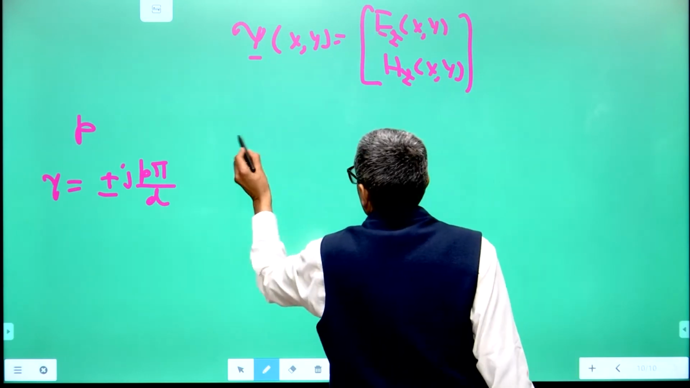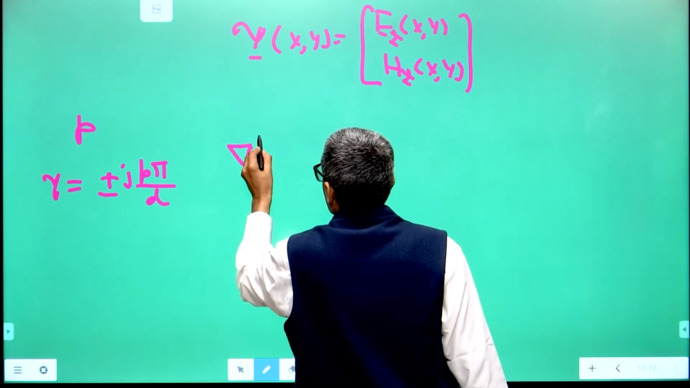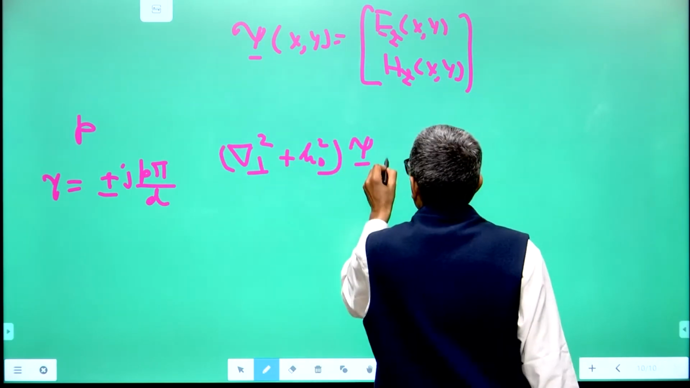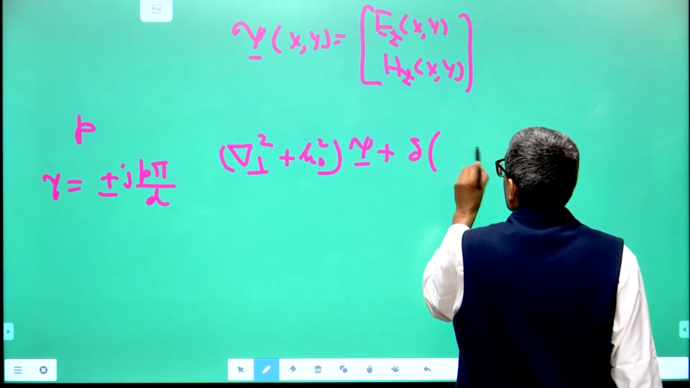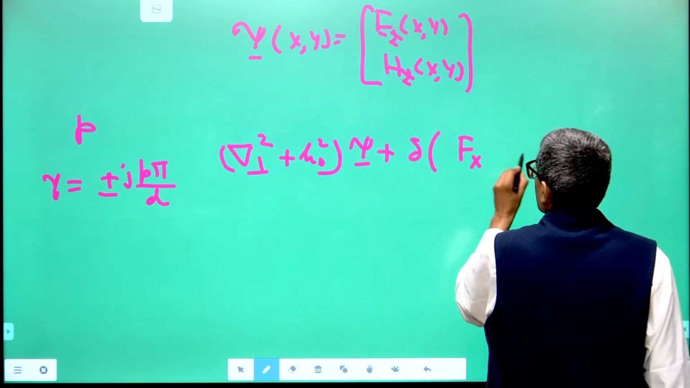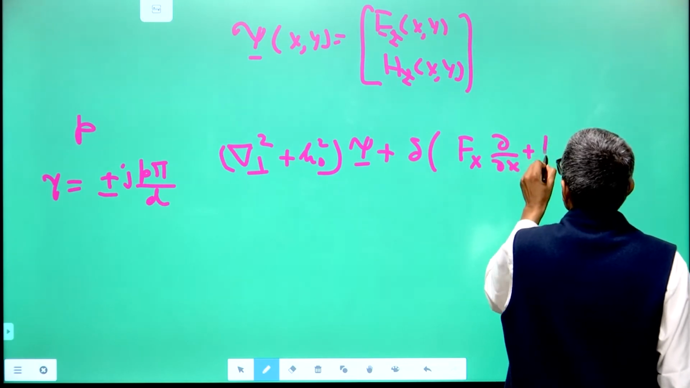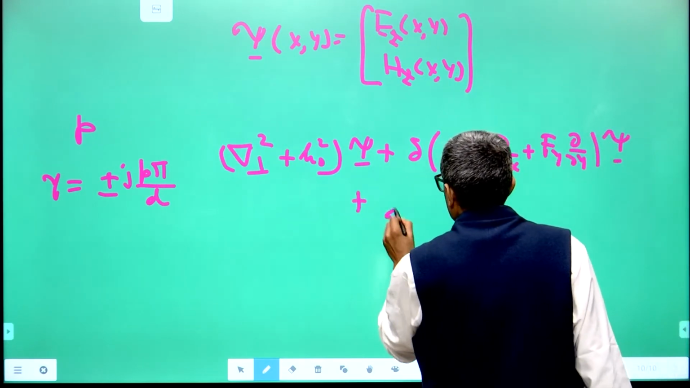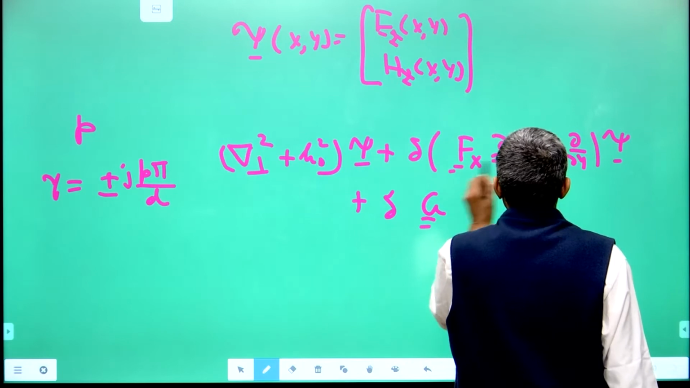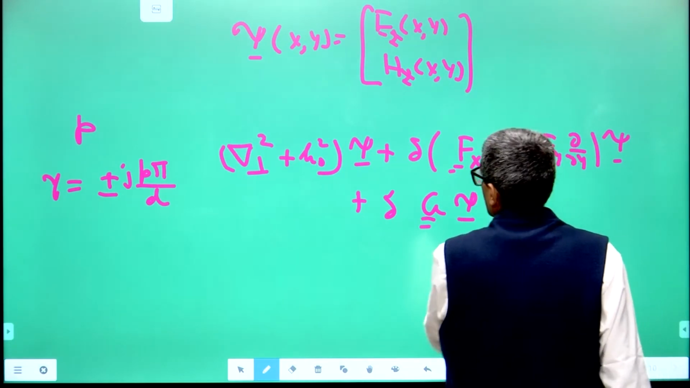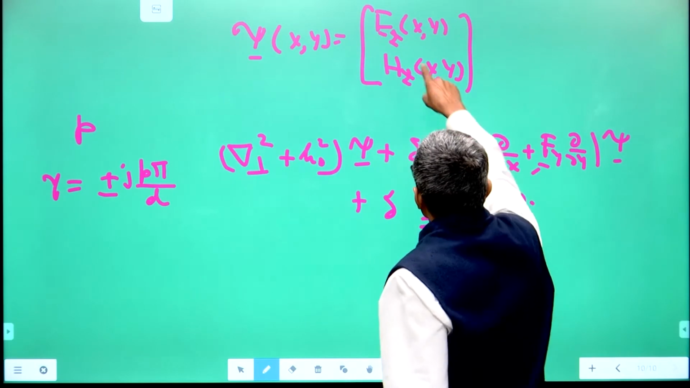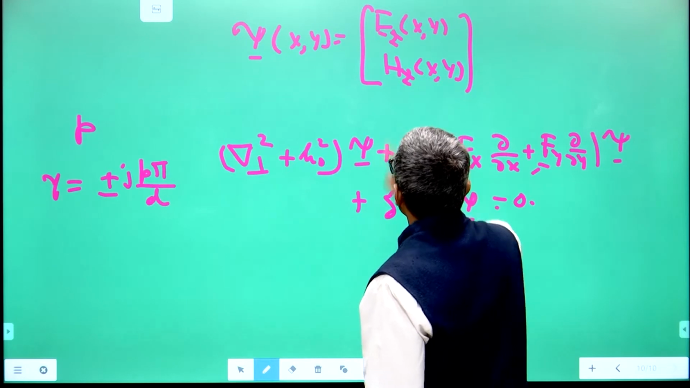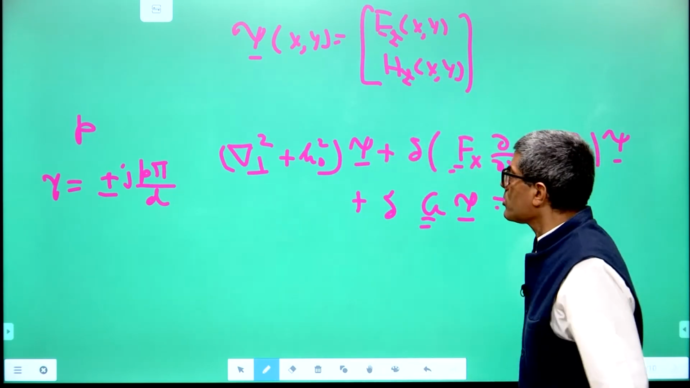So if you write down the eigenvalue equations here in terms of psi, it will become h naught square into psi plus delta times (fx into ∂/∂x plus fy into ∂/∂y) into psi plus delta times g, a 2 cross 2 matrix, into psi equal to 0. And what are the boundary conditions? Boundary conditions are that Ez should vanish on the boundary and ∂Hz/∂n should vanish on the boundary. So the Ez and Hz satisfy mixed boundary conditions.